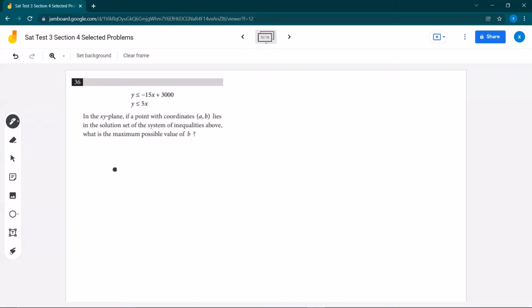We can do this by solving the equation. Since y is less than or equal to 5x, and y is less than or equal to this other expression, we can set these two quantities equal to one another. So negative 15x plus 3,000 equals 5x. That means 20x equals 3,000, and 3,000 divided by 20 is 300 divided by 2, which is 150.